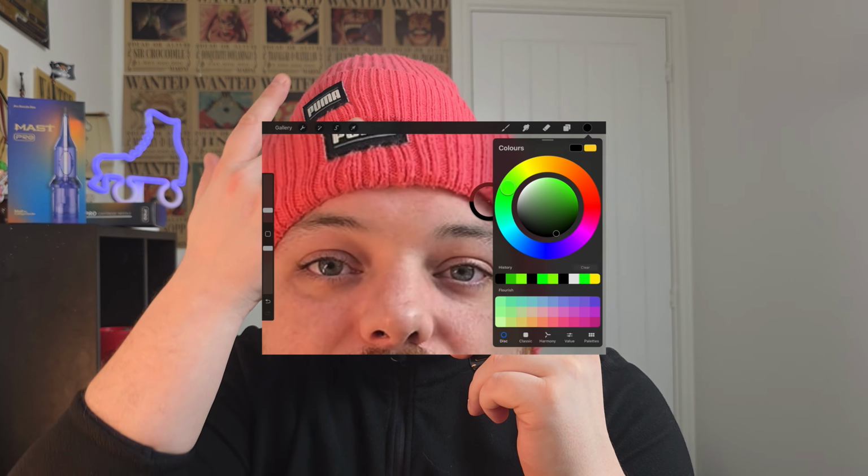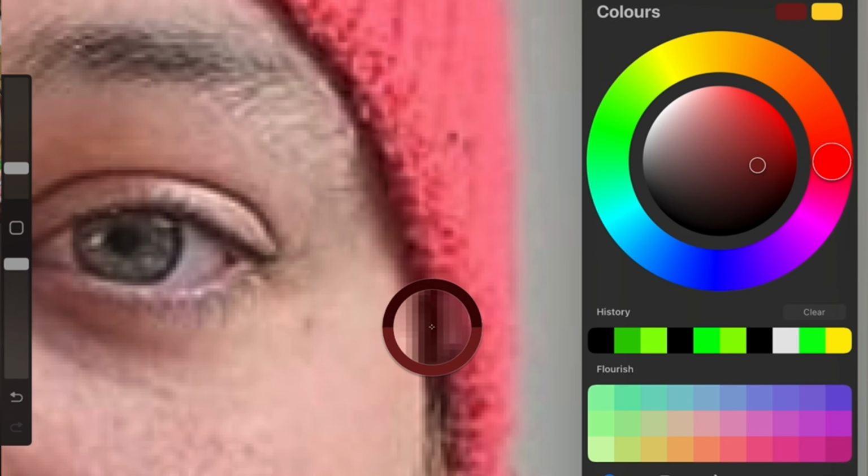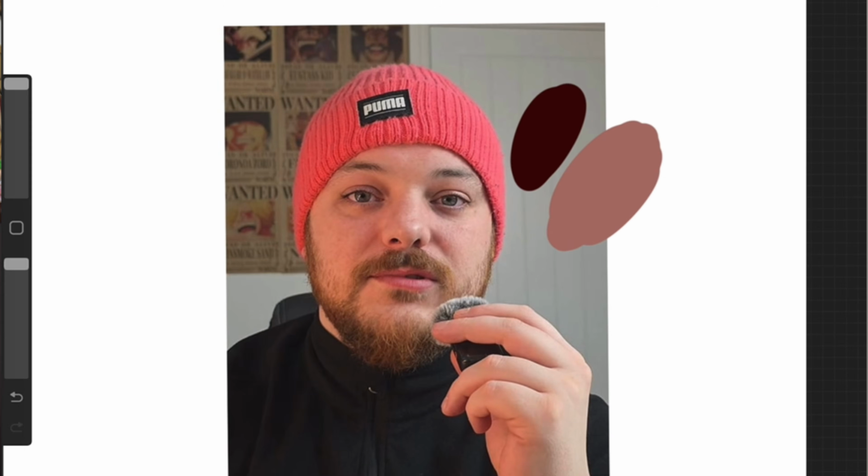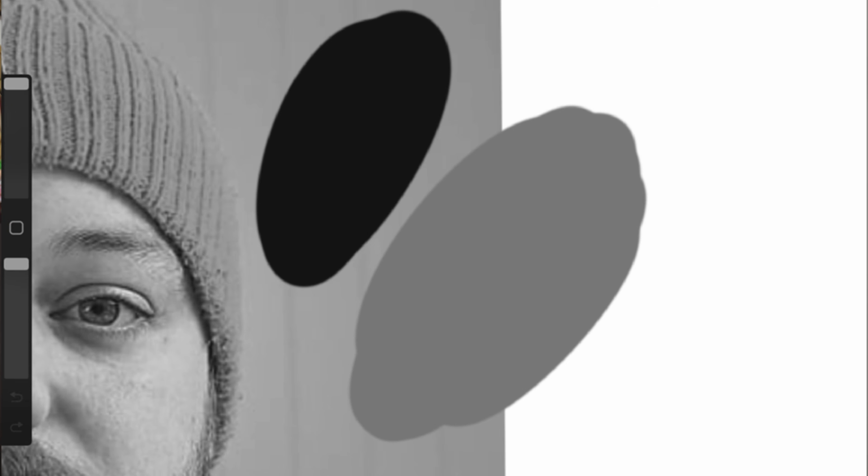If you look at the shadow that's underneath my beanie, and then the shadow that is underneath my nose, they are two completely different values. One is nearly pitch black, the other is not black at all. They are completely different colours.